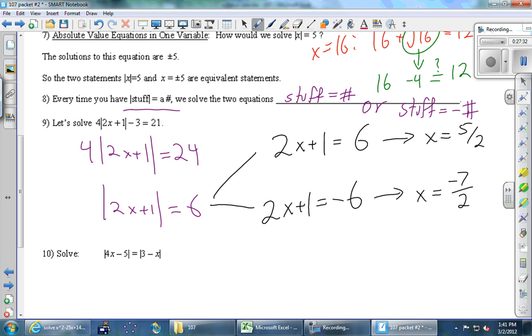Negative 7 halves. So it's not as simple as just finding the answer to the regular equation, where you say, oh, it's equal to 6, and you just solve it, and then put a negative in front of your answer. It just doesn't work. You need to get the absolute value by itself, make your 2 branches, and really solve these 2 branches completely separate from each other. Questions on that?